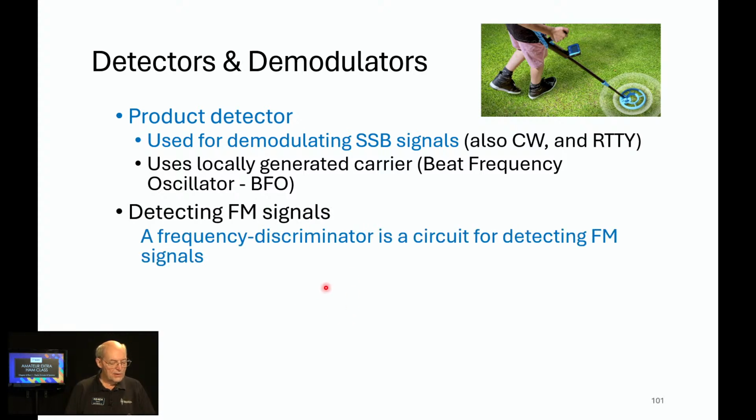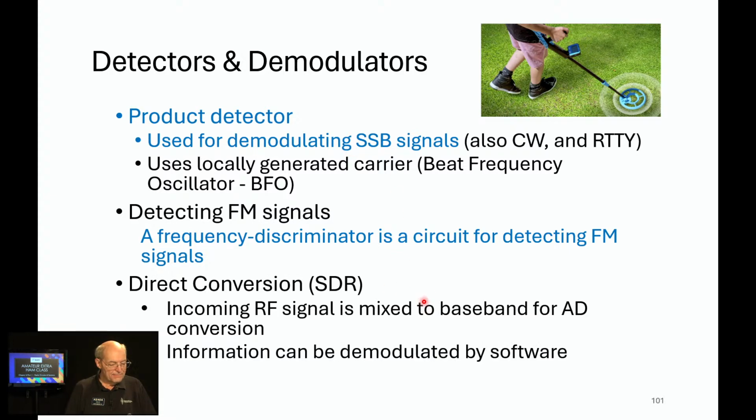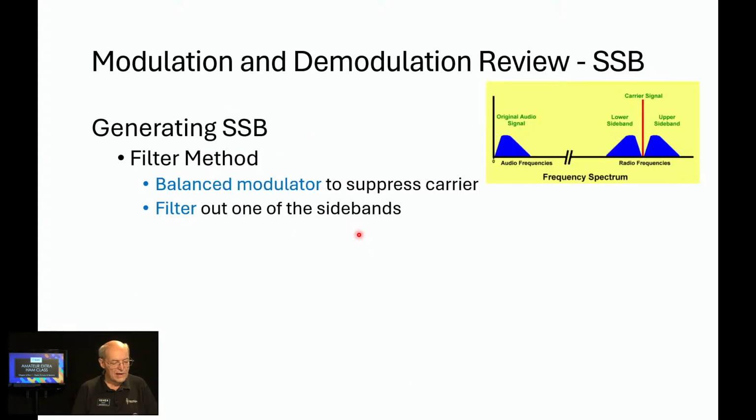For FM, we're going to have what's called a frequency discriminator to detect FM. And the electronics behind some of this is in our license manual. For now, the pool committee just wants you to be able to associate the detector type with the kind of modulation that you're going to be decoding. And next week we're going to be looking at SDRs, software-defined radios, where an RF signal is mixed down to baseband for analog to digital conversion, and then information can be demodulated using software, magic in software. So these are the keys for now.